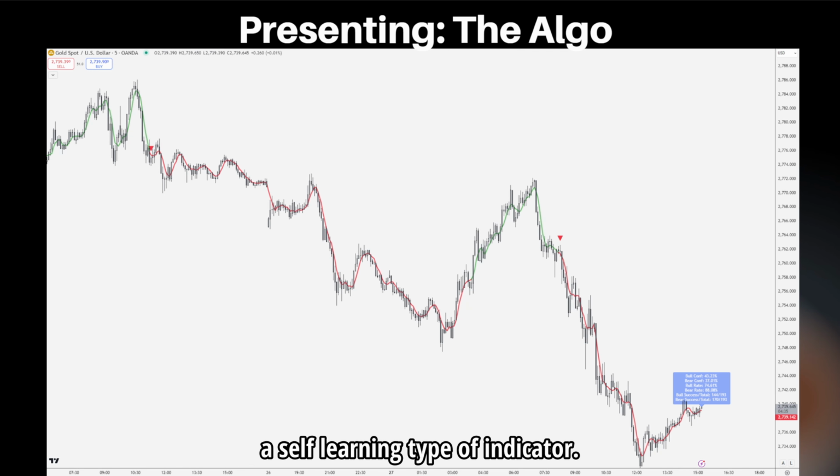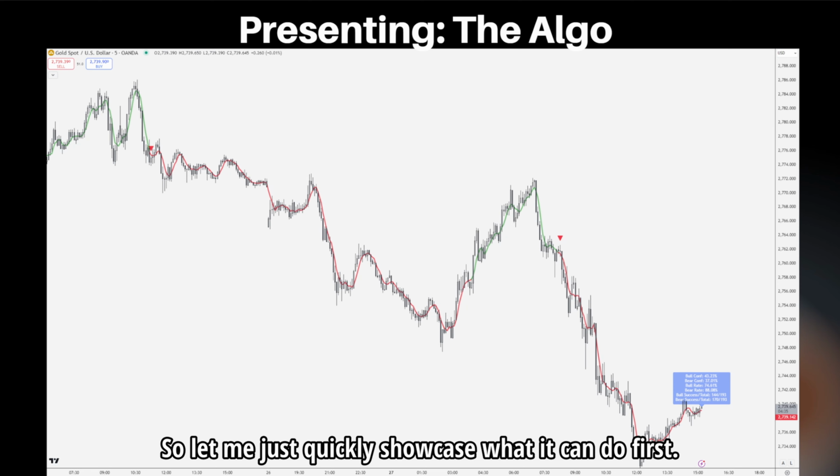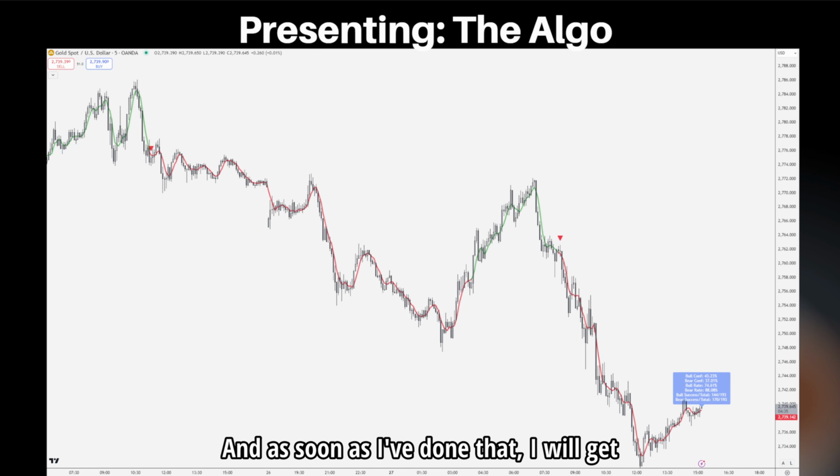Now, that might sound vague, so let me just quickly showcase what it can do first. And as soon as I've done that, I will get into the nitty and gritty of how it works, and even how we can make it better than it already is. And trust me, you'll see, it's pretty damn good. I'm impressed at what I could create in such a short amount of time. And by the way, this data is live.